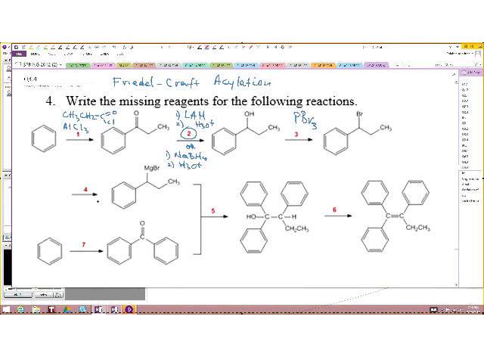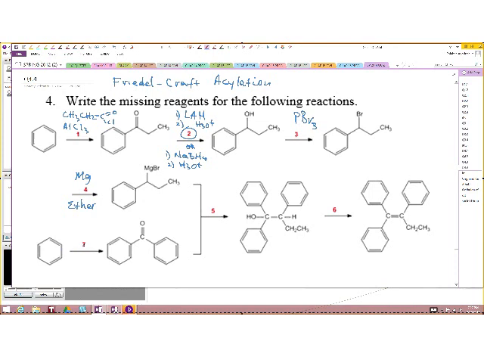About number 4. What do we need here? Mg, very good. Magnesium in ether. That will form the Grignard reagent, yes. No, you don't have to put the ether. Just have magnesium, that is fine.